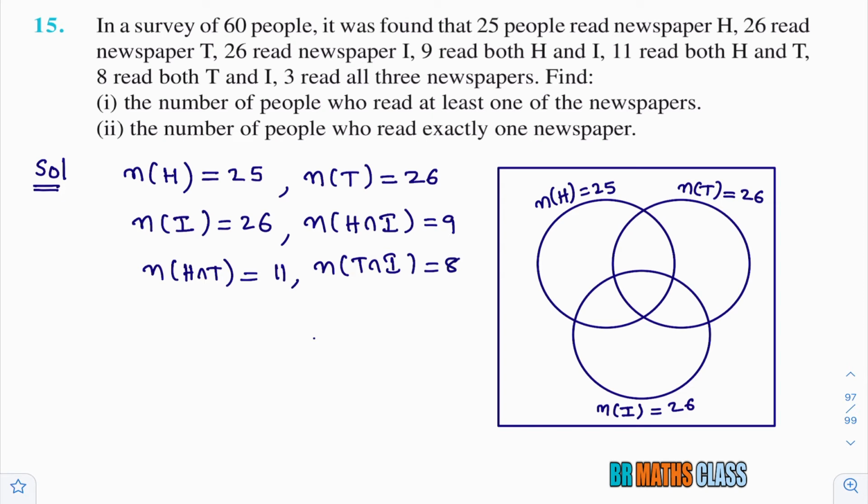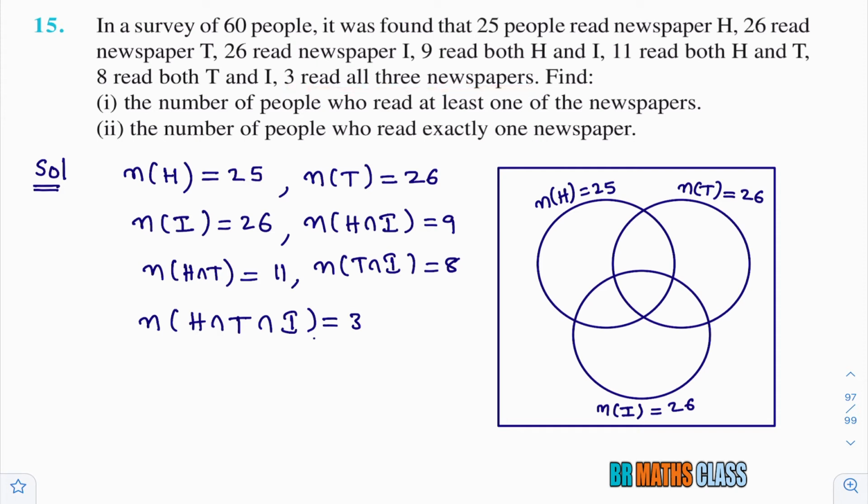And this is the important part of this question. What did they give? 3 read all newspapers. That means n of H intersection T intersection I is given as 3. 3 read all 3 newspapers. This is going to play a crucial role here.